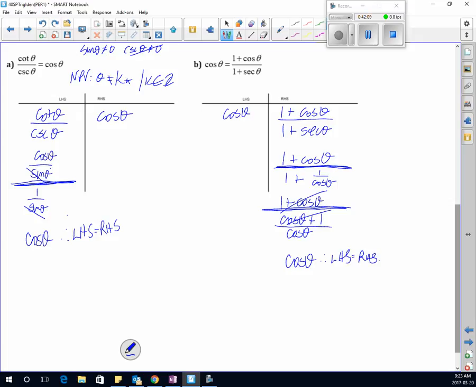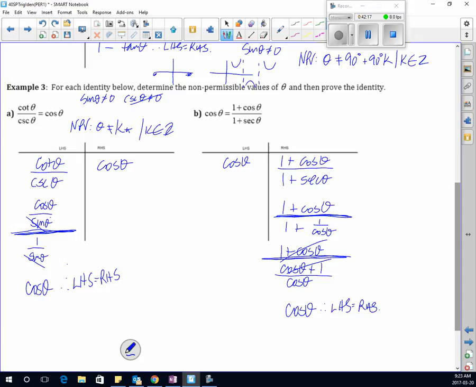Okay, so we need to do non-permissible values again. So where would non-permissible values be? Cos theta cannot equal 0. There's another one, though. This one right here. Secant theta cannot equal -1.